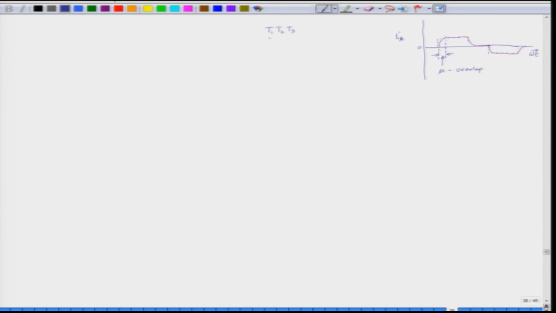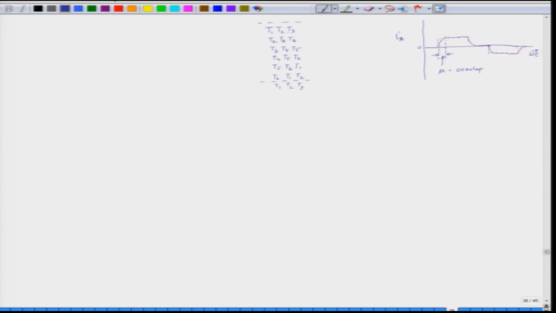T3, T2, T3, T4, T3, T4, T5, T4, T5, T6, T5, T6, T1, T6, T1, T2, and then T1, T2, T3. So, the cycle repeats here.